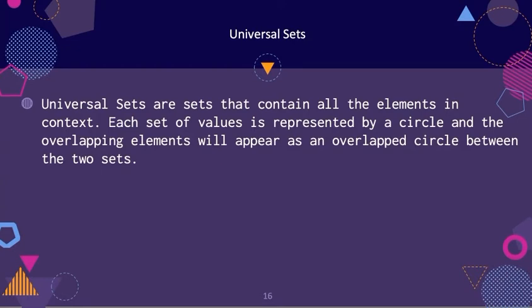Universal sets are sets that contain all the elements in context. Each set of values is represented by a circle, and then overlapping elements will appear as an overlap between the two sets.